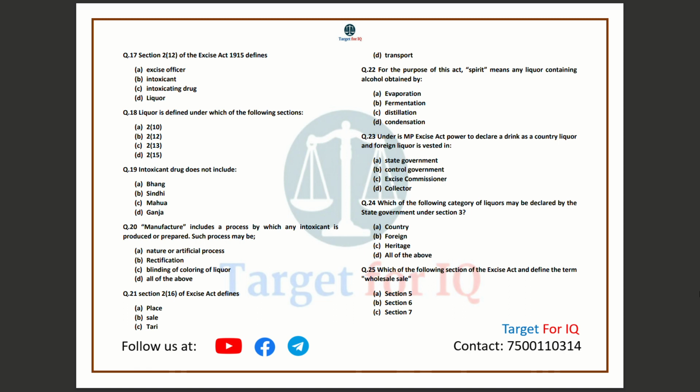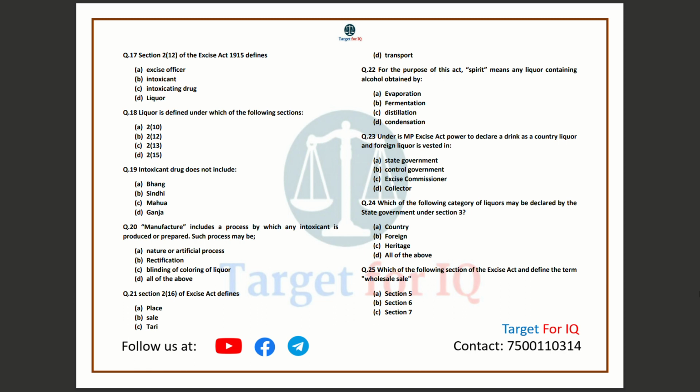Question number 22. For the purpose of this act, spirit means any liquor containing alcohol obtained by option A, evaporation, option B, fermentation, option C, distillation, and option D is condensation. The correct answer to question number 22 is option C, that is distillation. Question number 23.